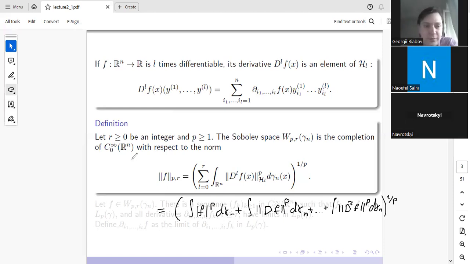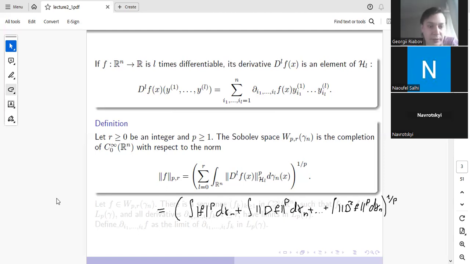You know that the infinitely differentiable functions with compact support are dense in LP. When we define Sobolev spaces, we define them as spaces of functions that can be approximated by infinitely differentiable functions in LP norm, but also in such a way that the derivatives of these functions also have limits. And these limits can be understood as generalized derivatives of functions from this space.